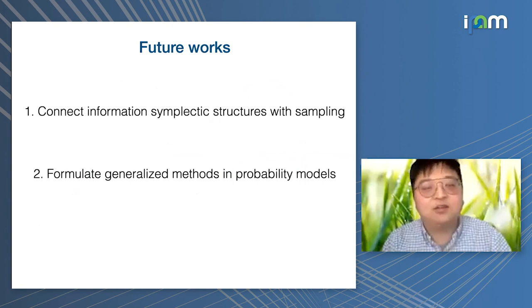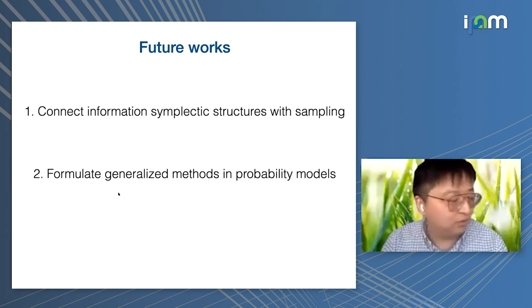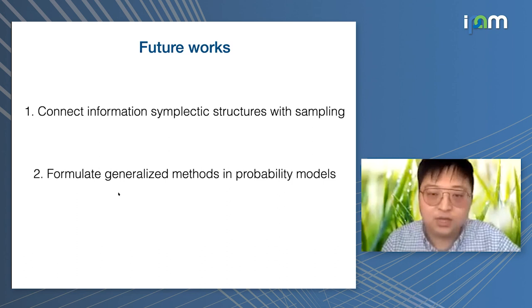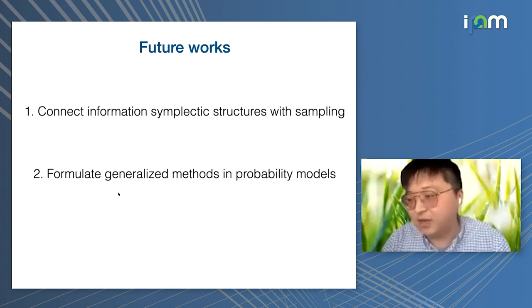Sorry, I'm over time. The future work is that we want to connect more information and geometric structures with sampling. We are learning from mean field games and all these interesting Hamiltonian structures, so I think there are more connections between them. We also want to work on probability models like neural networks, because everything here in sampling is model free. That is very nice in itself, but in practice we have to work on probability models like neural networks with all these parameters. How can we design similar accelerated flows?